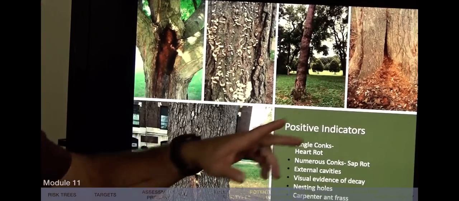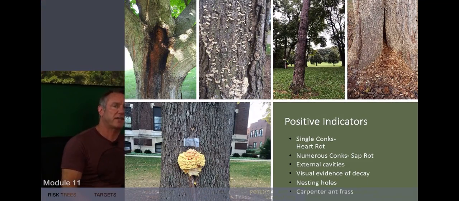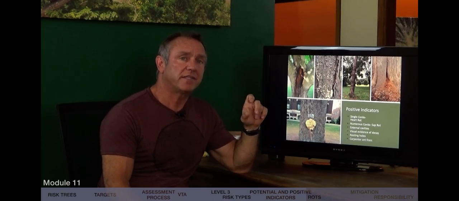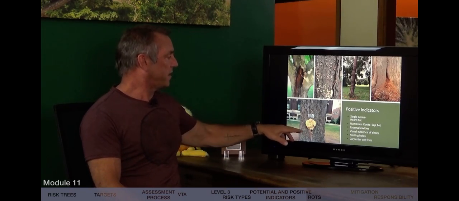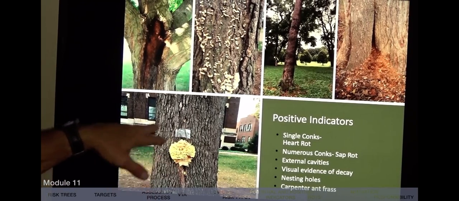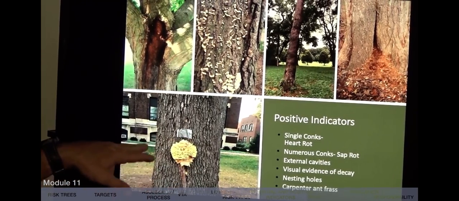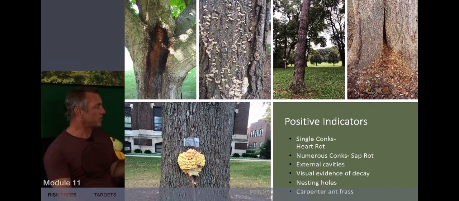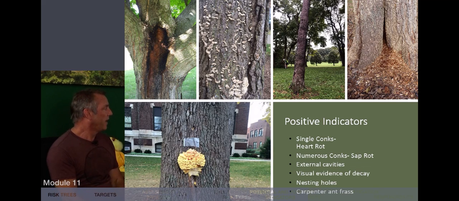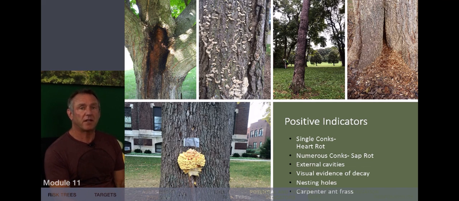And then also the presence of carpenter ants and the frass will actually indicate that there is decay, because carpenter ants don't attack living wood. They only colonize dead wood. This is Laetiporus, and you can see that it's the actual fungal fruiting body growing on the side of the tree there. So those are positive indicators. That means there's definitely decay there, and we need to examine that a little closer.